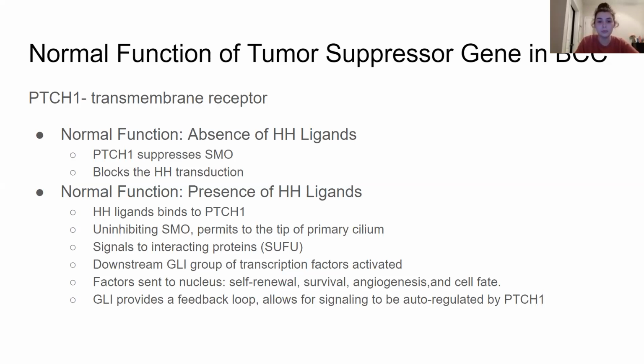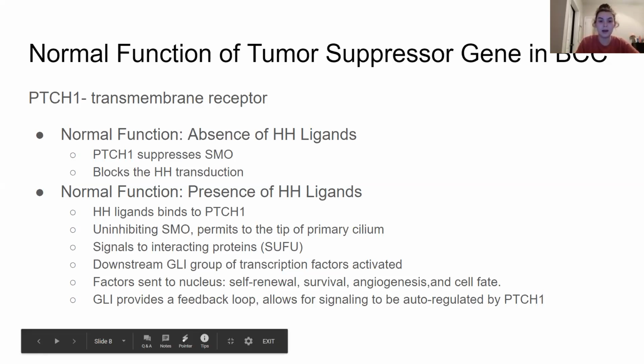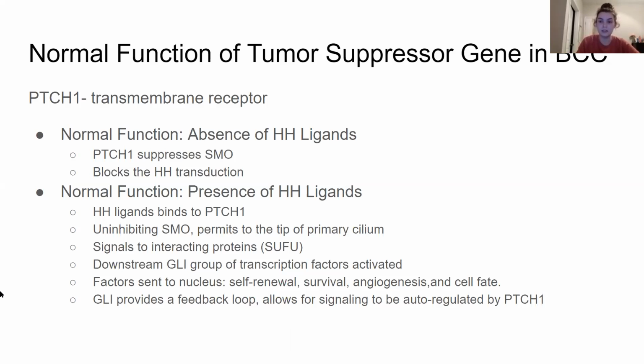So normally when there are no hedgehog ligands present around, PATCH1 will be bound to the smoothened protein, therefore suppressing it. And what this will do is block the hedgehog pathway transduction so that it will not occur. Now, when there are hedgehog ligands present, what will happen is these hedgehog ligands will bind to PATCH1, therefore allowing it to release smoothened, and this uninhibits it as well. And now smoothened will translocate to the tip of the primary cilium.